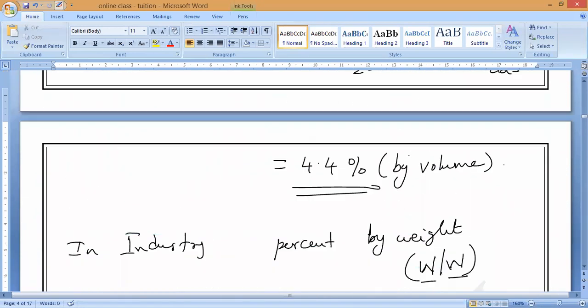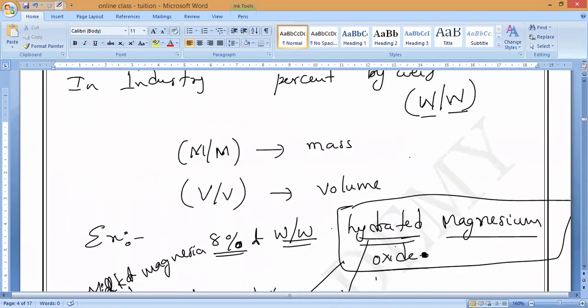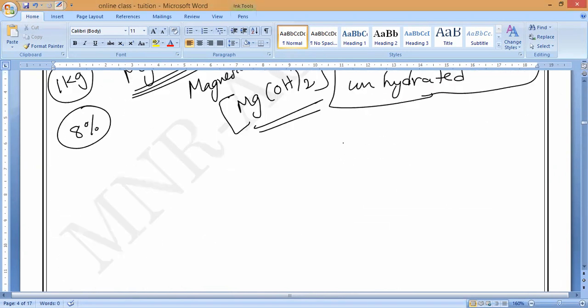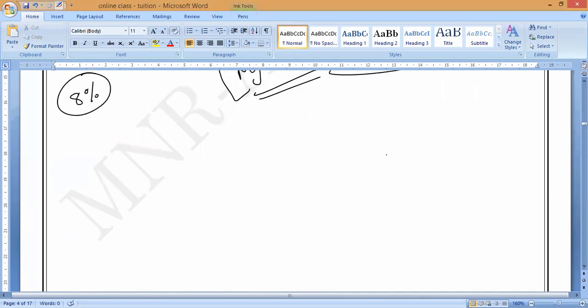So in the exam, it may become W by W, or mass by mass, or volume by volume. For everything you have to remember, W by W means what? Weight by weight. Understand? M by M means mass by mass. V by V means volume by volume. That you have to remember. Understand, Shruti, Alana, Laksha? Okay. So this is what we call the concentration of a solution.